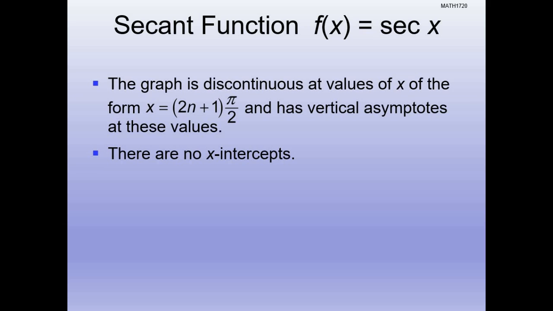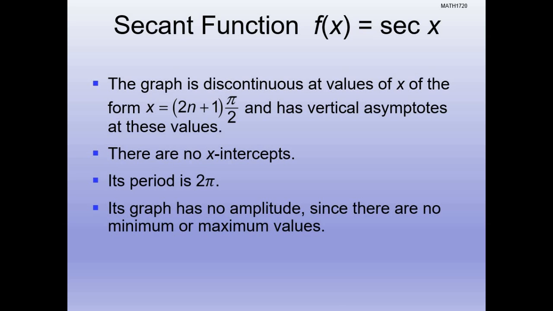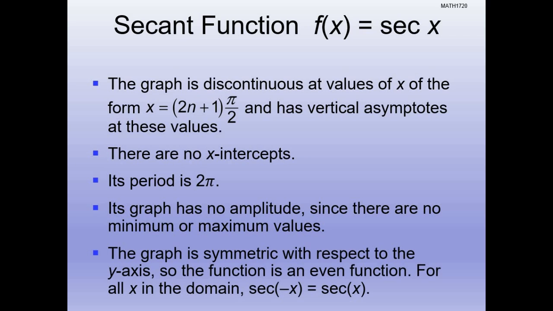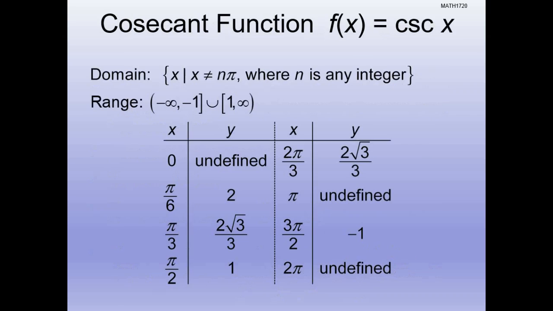One thing about secant: unless we do some sort of vertical shift, there are no x-intercepts, and its period is 2 pi, just like cosine's. There's no amplitude on this, so there are no minimum or maximum values. We can change the value in front, and you'll see where it goes, but since it can go from negative infinity up to a certain point, and from a certain point up to infinity. And it's symmetric with respect to the y-axis, which makes it an even function. So I can only fold it over the y-axis, where most of the other functions were odd.